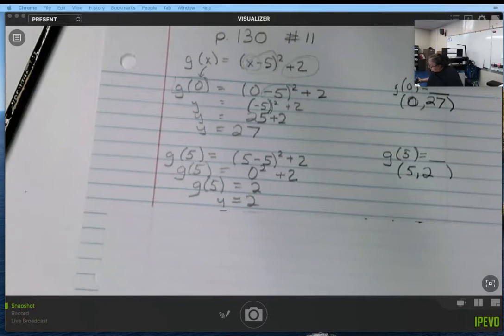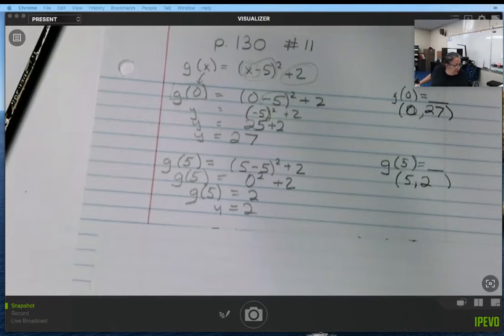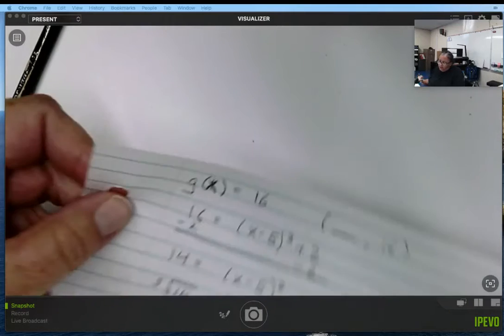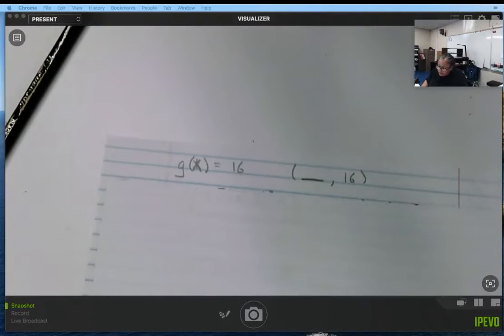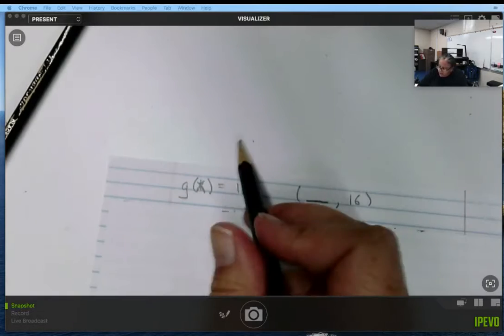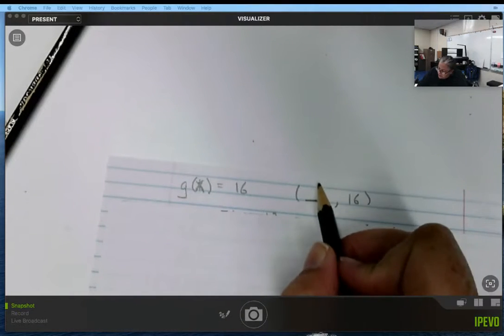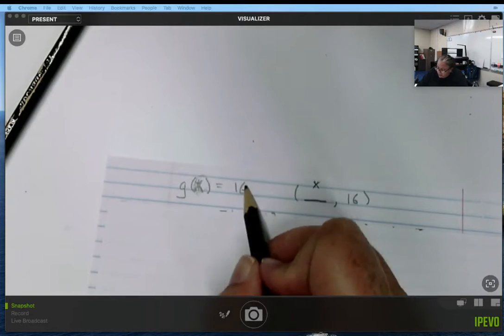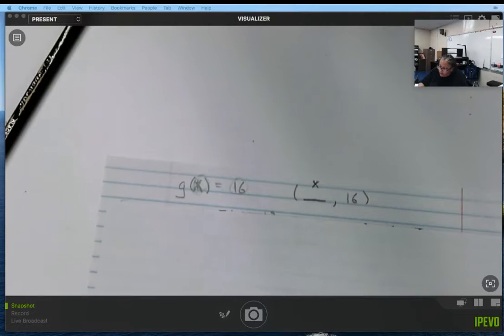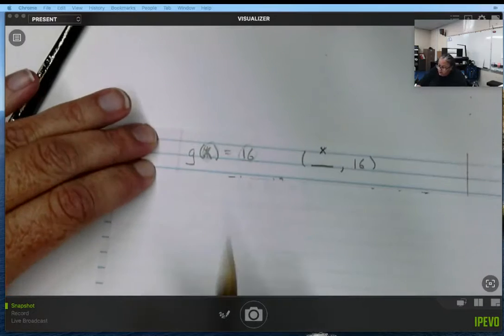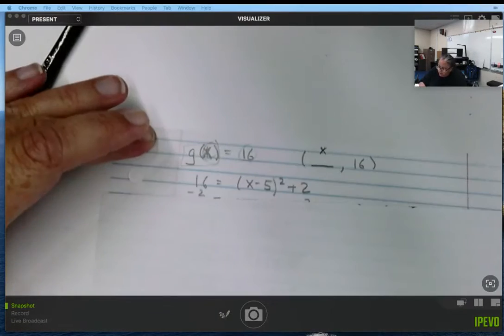Then the next thing they ask for is g of 0. But before we find g of 0, I'd like to find g of 16, because I think that one's a little easier. Or g of x equals 16, sorry. So here they say g of x equals 16. And notice x, comma 16, right? Because here's the x, here's the y. So that means I don't know x, I do know y. And I just replace g of x with the number 16.